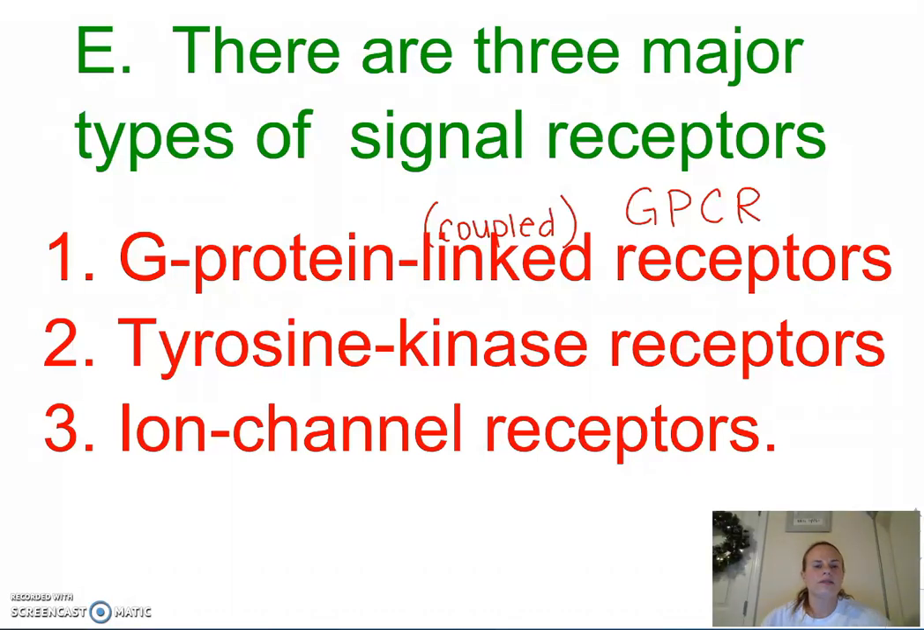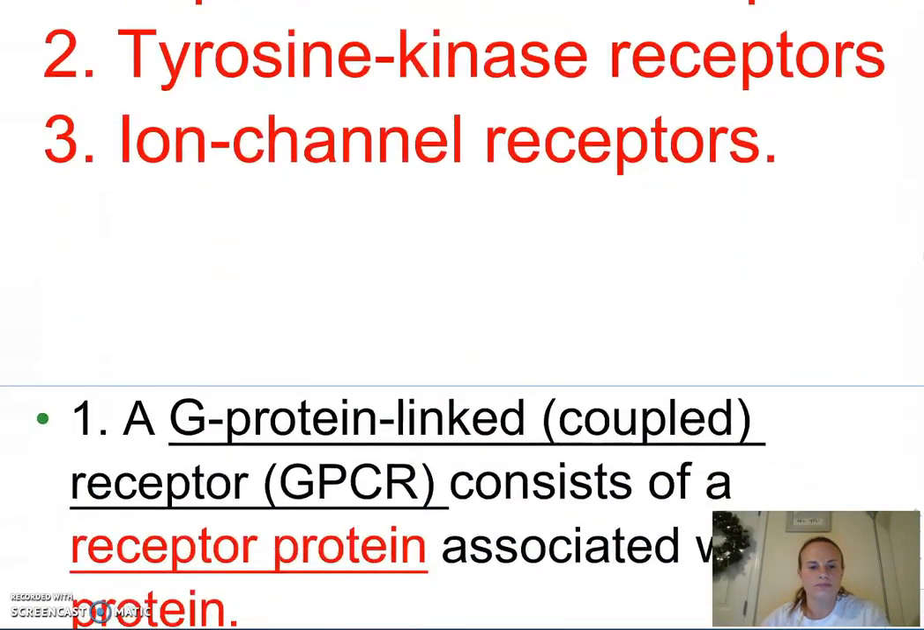Hi guys, as I said in our last recording, there are three major types of signal receptors: G protein linked receptors, also known as G protein coupled receptors or GPCR, tyrosine kinase receptors, and ion channel receptors. Today we're going to explore the G protein coupled receptors.